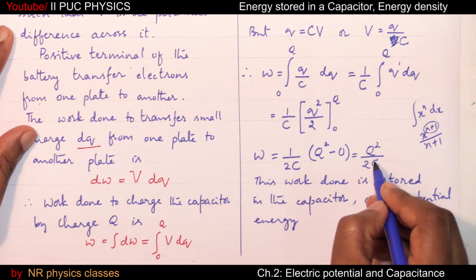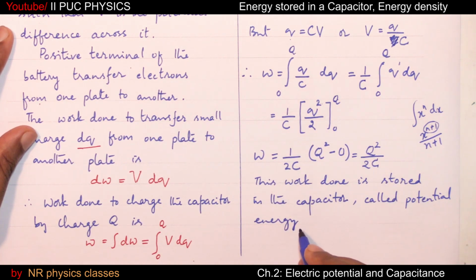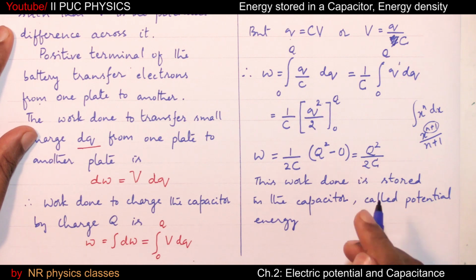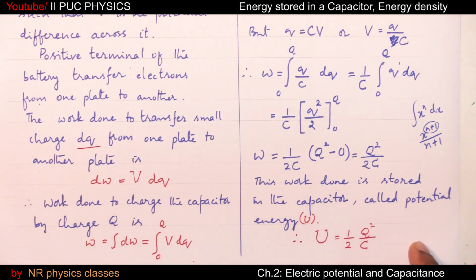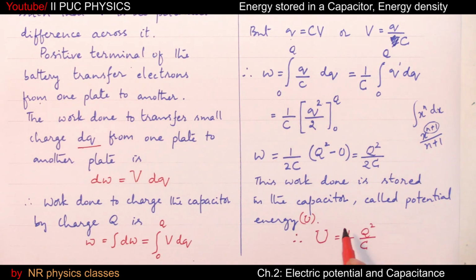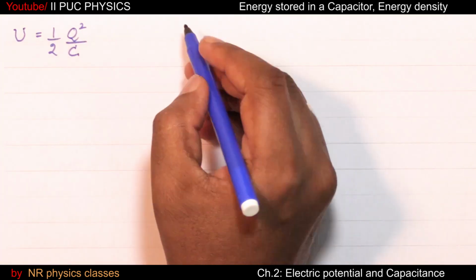This work done is stored in the capacitor as potential energy. Stored energy is called potential energy, isn't it? Therefore, potential energy equals half Q square by C. Let us denote potential energy by U. Now, different forms of potential energy. This is the expression for potential energy in terms of charge and capacitance, half Q square by C.